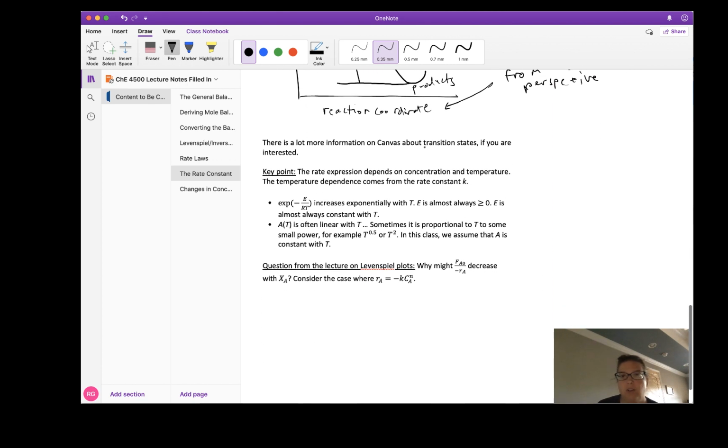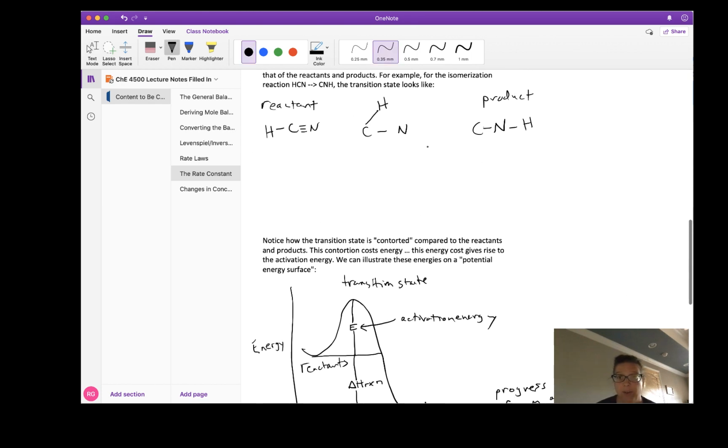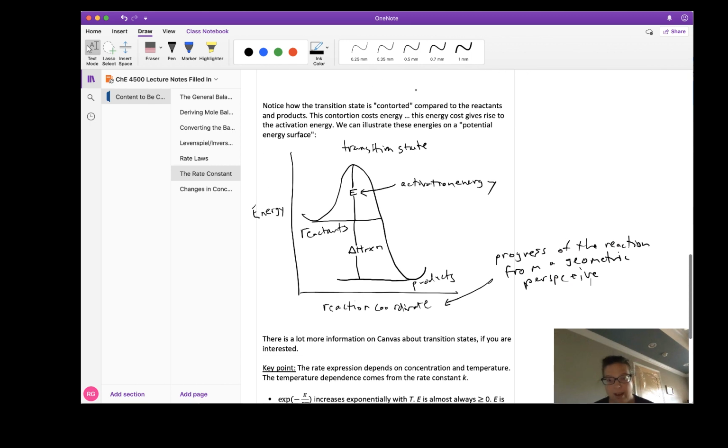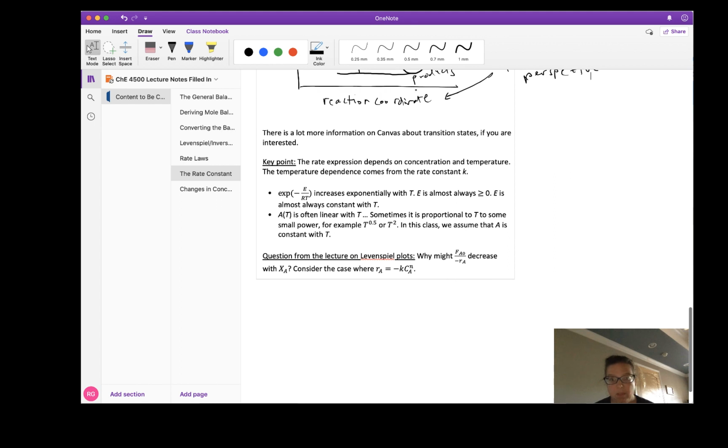So if you're interested in transition states, there's a lot of extra information on Canvas that I encourage you to pursue. There's an exercise there where you can actually calculate the transition state for this reaction using quantum chemical software. And don't worry, you don't have to do the calculations yourself. You use a graphical user interface and you submit it to the internet and you get an answer back. So there's a lot of good stuff there if that sort of thing interests you.